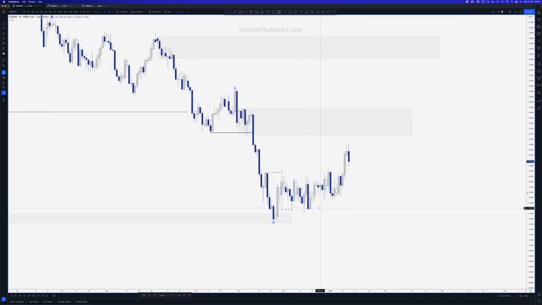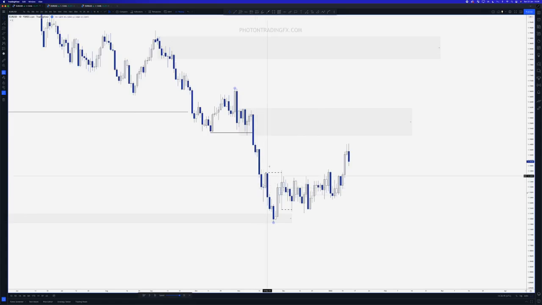So this is another thing that takes a little bit of time and experience to get, but this is why I always say CHoCHs, changes of character, right? Internal breaks of structure, they are the most aggressive form of structure break, okay? They happen almost everywhere and frequently because it's just the most aggressive form of structure, right?